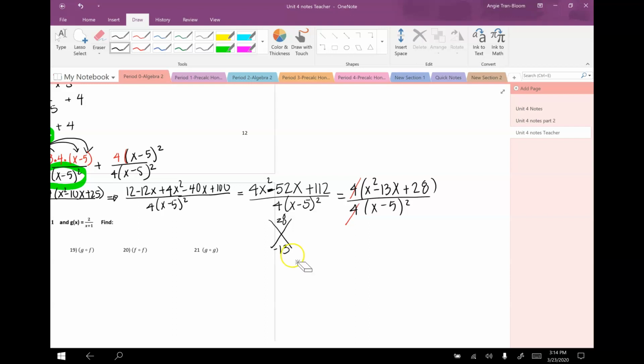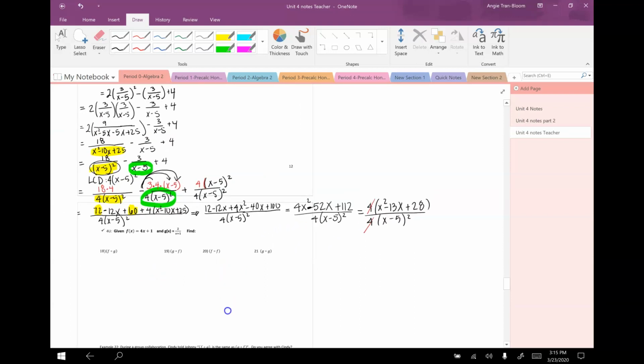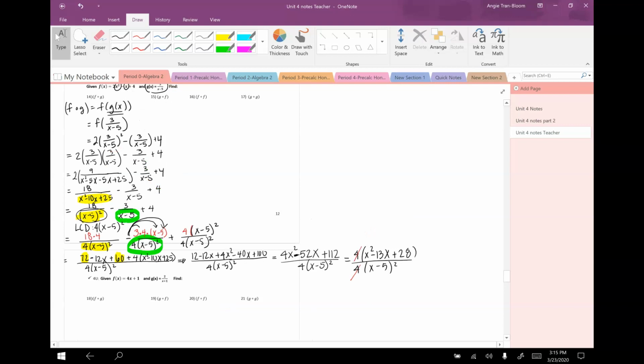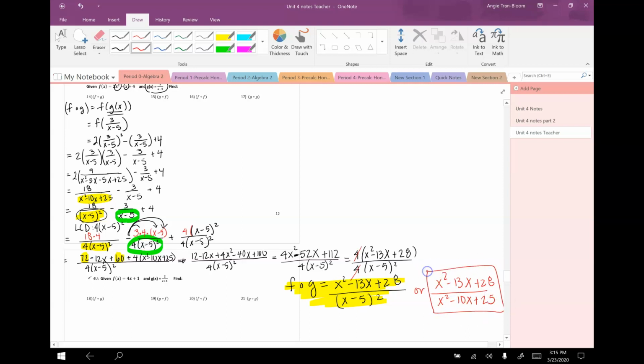So that means I can just box up my leftover. So the leftover, which let's go back to see what we were doing. We were trying to do the composition of f composed with g. So f composed with g is x squared minus 13x plus 28 all over x minus 5 quantity squared. You can box that up, just like that. Now, if you distribute the bottom and you want to write the bottom out, that's okay too. It was x squared minus 10x plus 25. Either one will be acceptable.